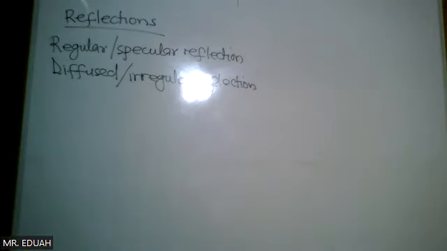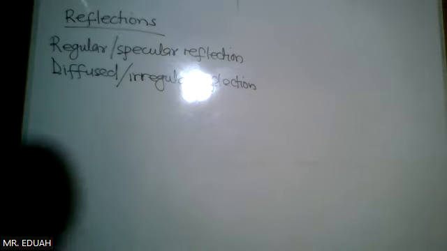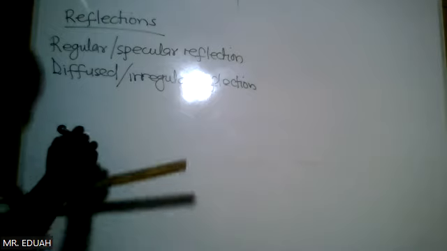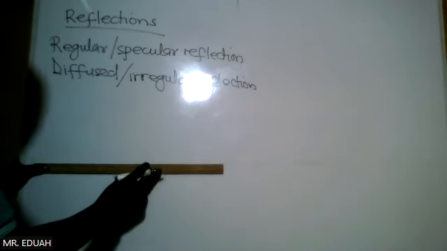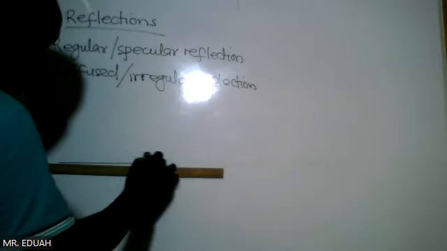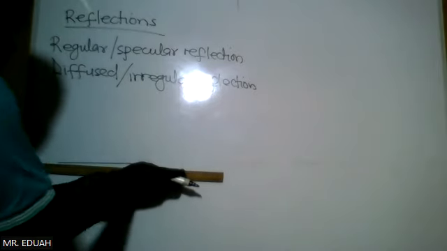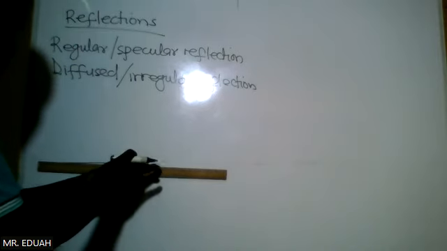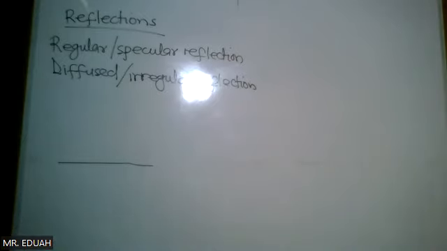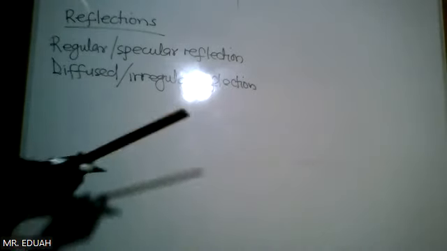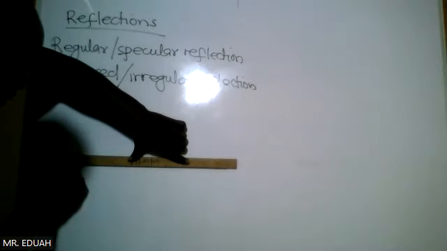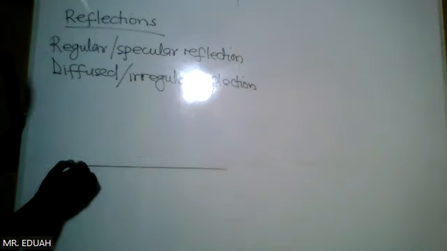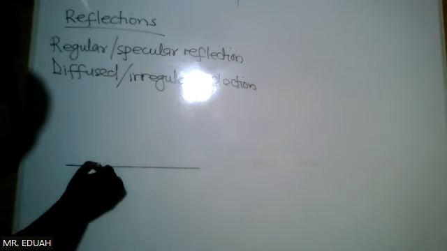So, diffused regular reflection occurs on smooth surfaces. Smooth surfaces such as the surface of a mirror and the surface of well-polished floors, the surface of calm water, okay? So either a mirror, well-polished walls or floors, and then the surface of calm water. These are examples of smooth surfaces. So for regular reflection, this surface must be very, very smooth.